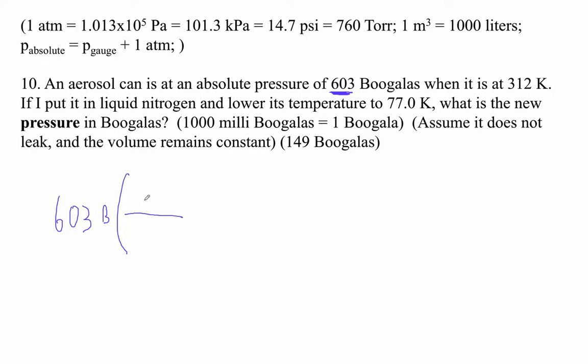So I'm going to go 603 times 77 divided by 312, right? So take those things, take those ratios, and decide which way they go. So in this case, I decided to put 77 on top and 312 on the bottom, because I know that the pressure's got to get less, right? So let's just try this. 603 times 77 divided by 312, and sure enough, we get the right answer, okay?